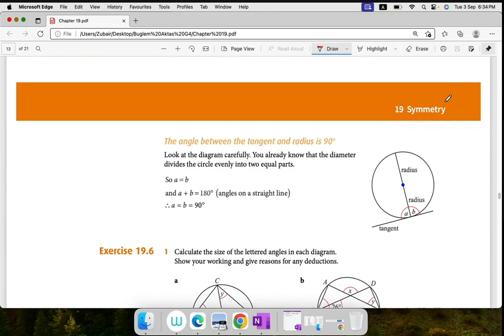The angle between the tangent and the radius is 90. We've already discussed it. Look at the diagram carefully. You already know that the diameter divides the circle evenly into two equal parts. So A is equal to B, and A plus B is equal to 180, and A alone is 90, B alone is 90.